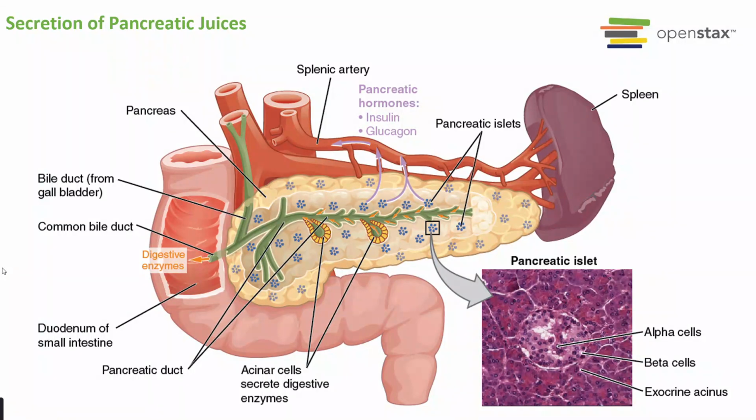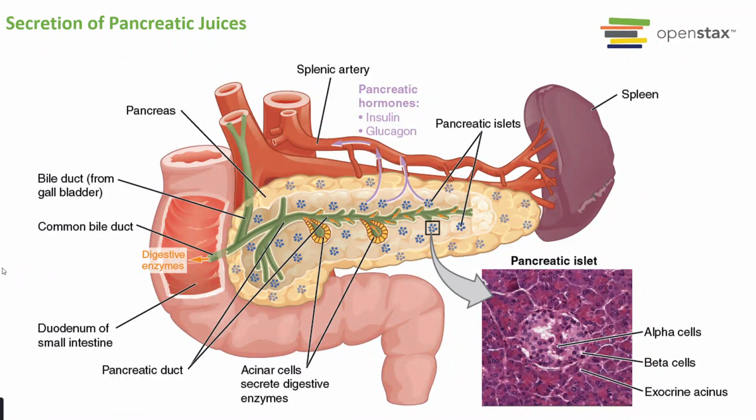Once again, this diagram further highlights both the exocrine and endocrine functions. The exocrine functions, once again, being the secretion of those digestive enzymes from the acinar cells into the common bile duct, which makes its way into the duodenum of the small intestine. This is highlighted on the left of your diagram.